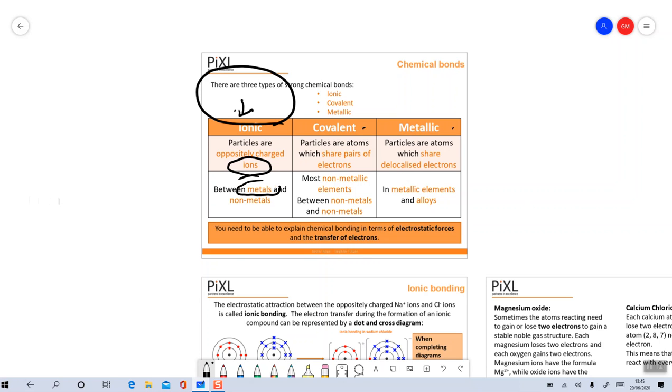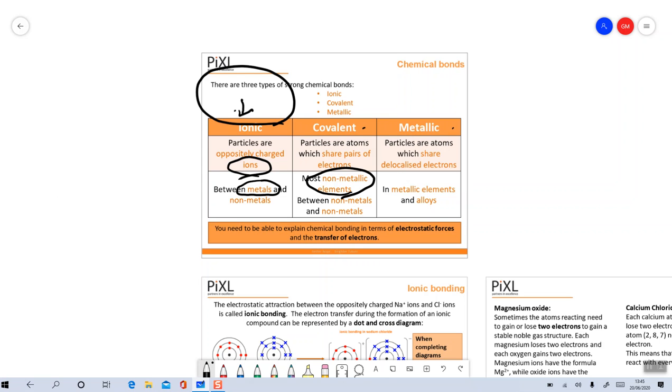Because there's always a metal involved. If I was to say to you sodium chloride, you know sodium is a metal, and if you didn't, you could see it's on the left-hand side of the periodic table. It's going to bond ionically, usually to a non-metal. Covalent bonding is between non-metals. If I said to you hydrogen chloride, HCl, you know hydrogen and chlorine are non-metals. That's going to have a covalent bond between them.